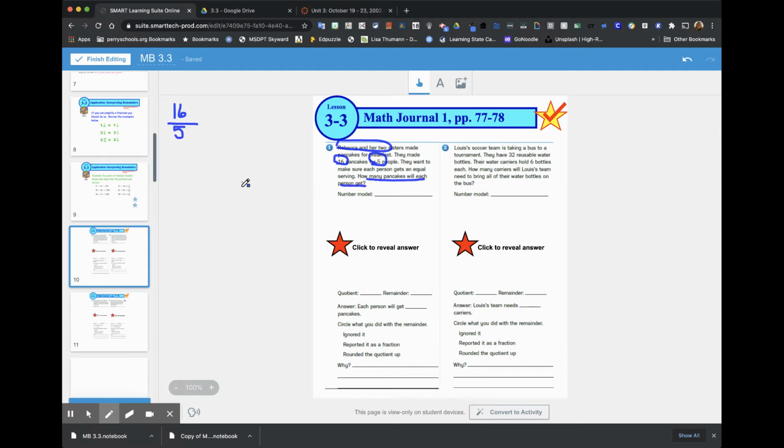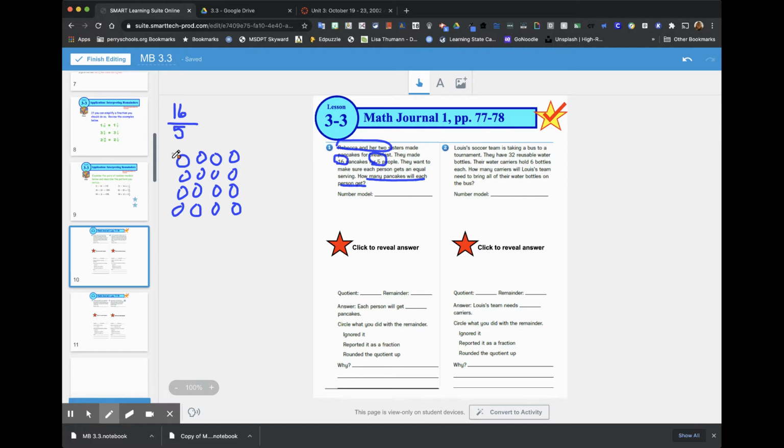So I'm going to draw a picture for this. And I'm going to do 16 pancakes here. So you'll notice that I'm going to do 4 groups of 4. Okay? So now I'm going to divide it into groups of 5.